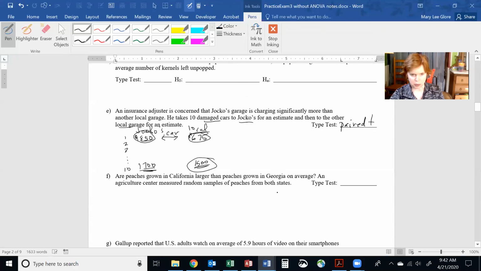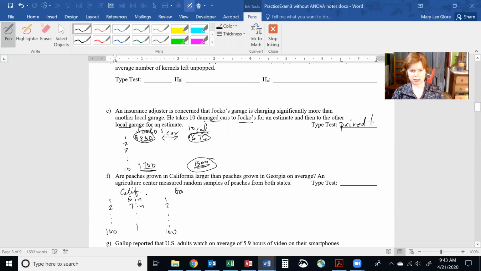Now we come down here. It says peaches in California versus peaches in Georgia. Are they larger? So maybe we measure the circumference. So here's my California peach. I got 100 of these, and I got 100 from Georgia. Let's say I got 100 peaches from both places, and I measure the circumference. And this one's 5 inches, and this one is 7 inches, and so on.